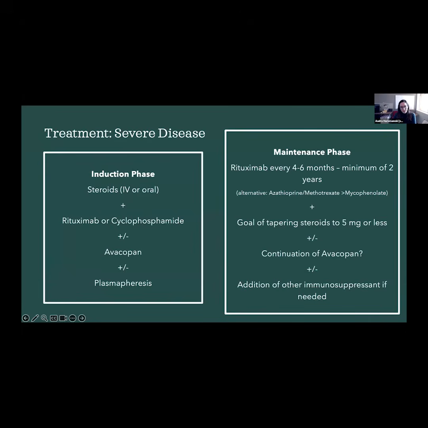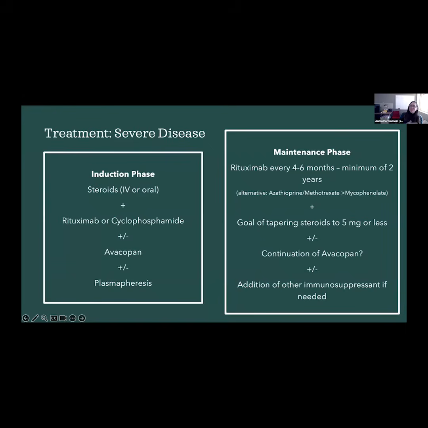Once we're in the maintenance phase, we want to try to minimize the toxicity of steroids. And so our goal should always be to try to taper steroids to 5 milligrams or less. Some patients will still need a low dose of steroids, like between 2 and 5 milligrams, for example. In the long term, the risk of that level of steroids is low compared to much higher doses. So we really, really do try to get to 5 milligrams or less.